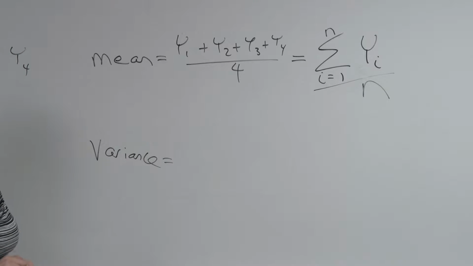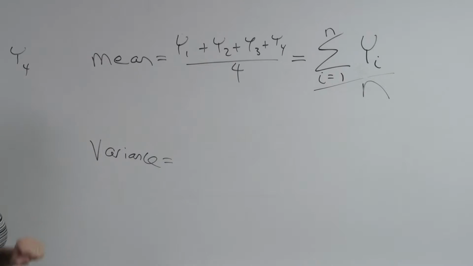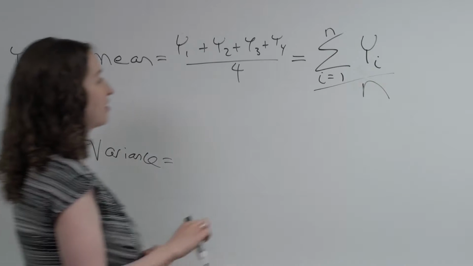The variance can be expressed in the same way. But in order to do that, I want to come up with a Greek letter to use for mean. And the one I'm going to choose is mu.